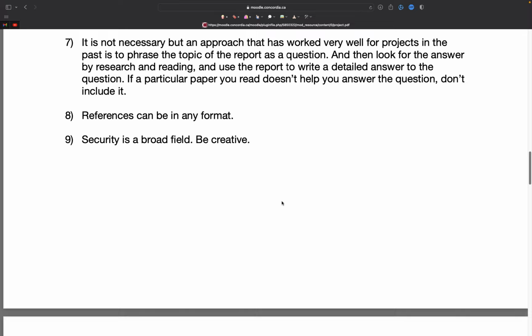So it's just the answer to the question. If you're telling me all sorts of details about something that isn't answering the question, then that stuff shouldn't be included. So anyways, that's one way to narrow your project.